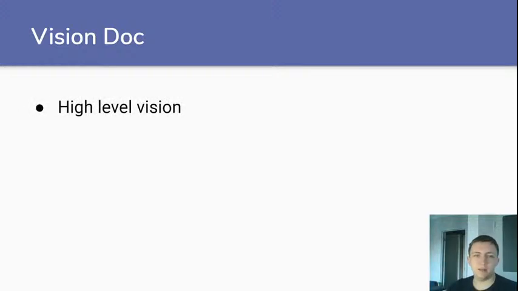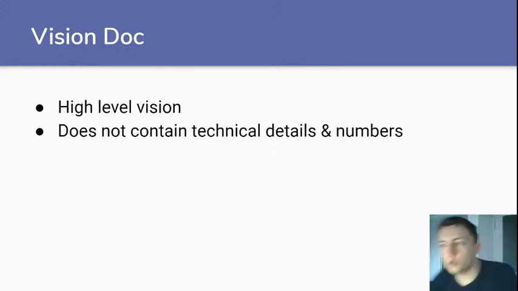So first of all, the vision doc. It's just a high level vision about your game. What is it about? If we take Mario, it's a game about a man who is trying to save the princess. He jumps on his enemies, avoids obstacles, and jumps onto different platforms. High level vision without any details. It does not usually contain technical details and numbers, for example, how many levels we have, and other stuff, except numbers related to the financial side of the question.